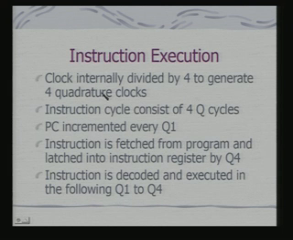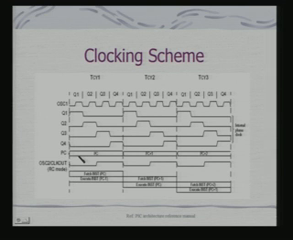So, clock internally is divided by 4 to generate 4 quadrature clocks. So, instruction cycle consists of 4 Q cycles. PC is incremented every Q1. Instruction is fetched from program memory and latched into instruction register by Q4. An instruction is decoded and executed in the following Q1 to Q4. So, if I go to the previous slide, you will find exactly that is what is happening. In this Q1, the PC is incremented, and between Q1 to Q4 in the next cycle, the instruction is getting executed. This is typically how the instruction execution takes place in PIC.